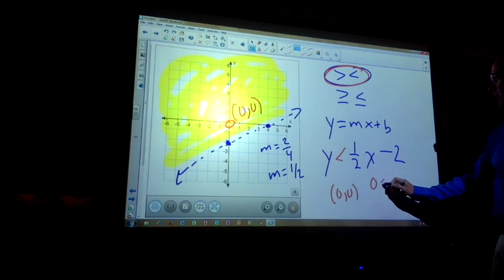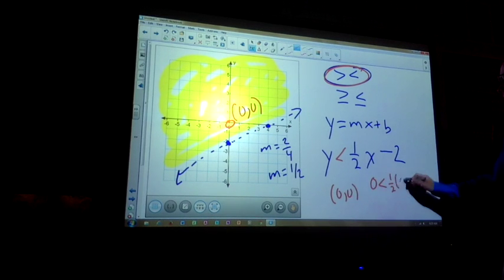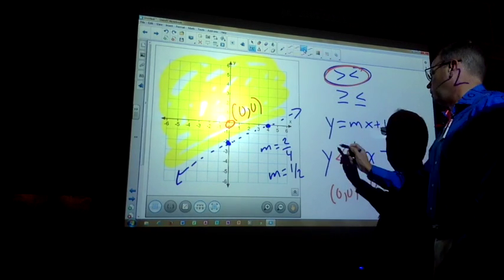So I get 0 is less than 1/2 times 0 minus 2. Is 0 less than 0 minus 2? Is 0 less than negative 2? No, it's not. So what should the sign be then? The opposite way. It needs to be the opposite way.